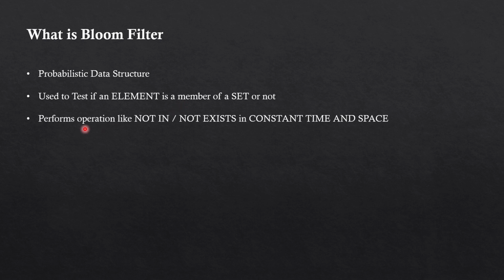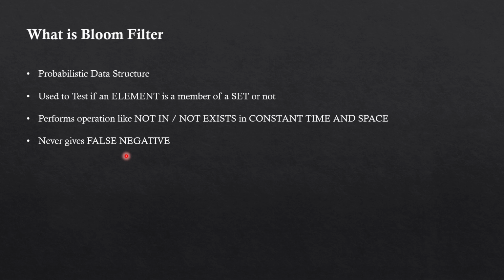Next point about Bloom filter is that it performs operations like not in and not exists. So if you're writing a query and you have put name not present in a list, or whether the name does not exist in another table, if you're joining two tables kind of thing, it performs all these operations in constant time and constant space.